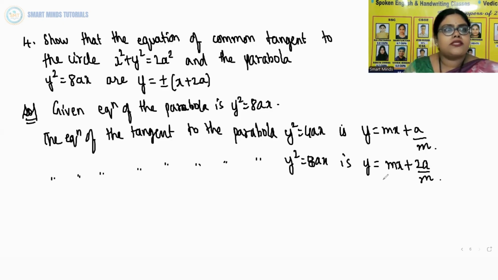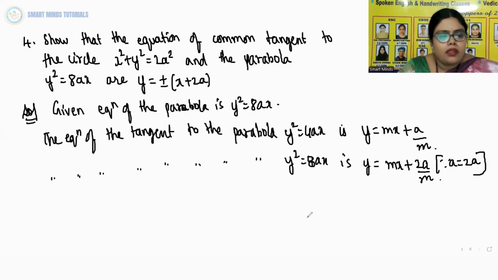Did you understand this step? If the parabola is y square equals to 4ax, then equation of tangent is y is equal to mx plus a by m. But if the parabola is y square equals to 8ax, then tangent will be y is equal to mx plus 2a by m, since a is equal to 2a in this case. Understood?